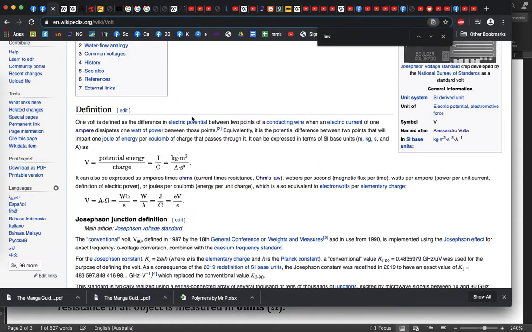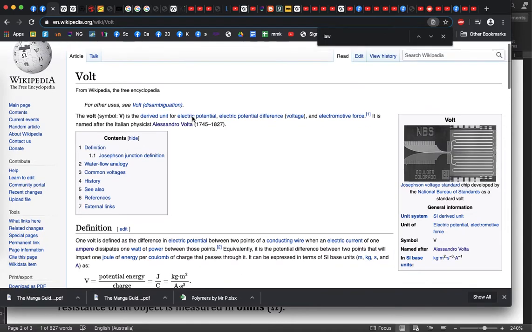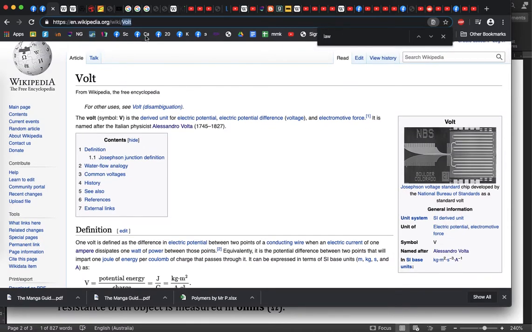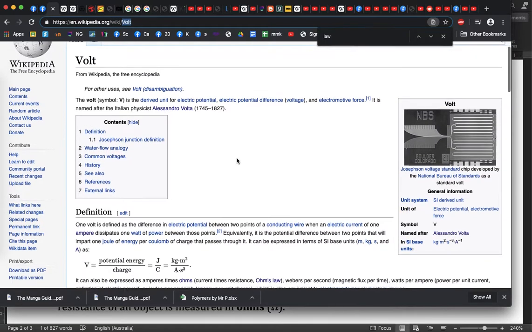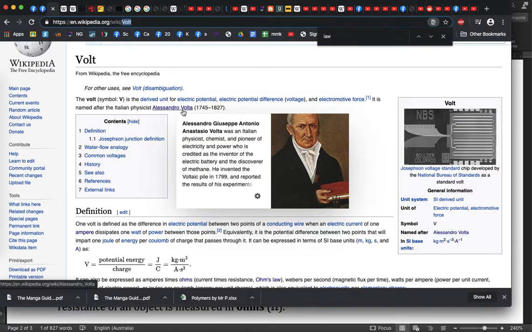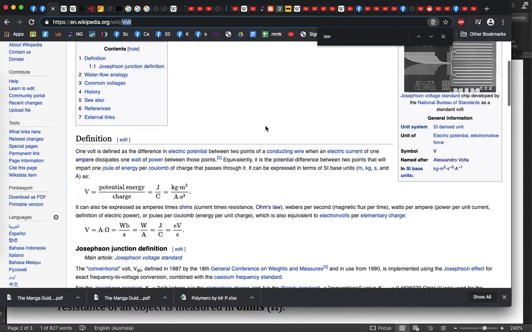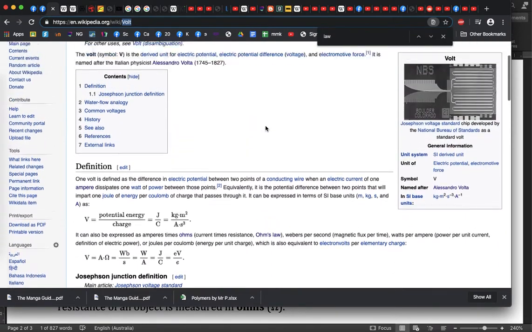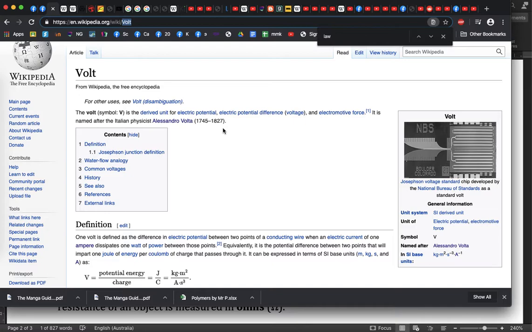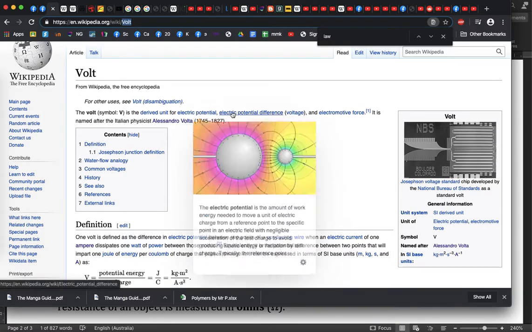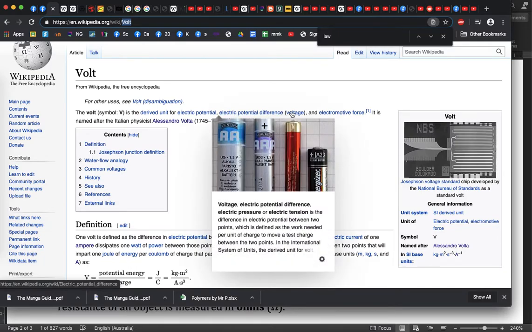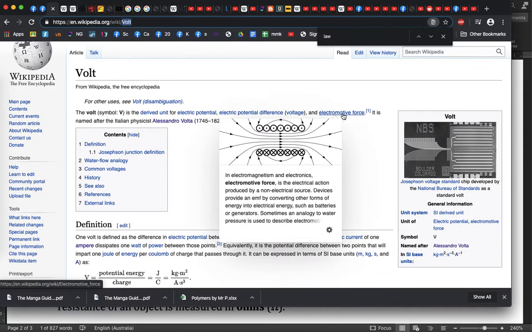Later. Okay, so we've got volts, right? If I look up the SI unit volt, that's a thing. It's named after this guy, Alessandro Volta. The volt is the unit that measures electric potential difference, voltage, and electromotive force.